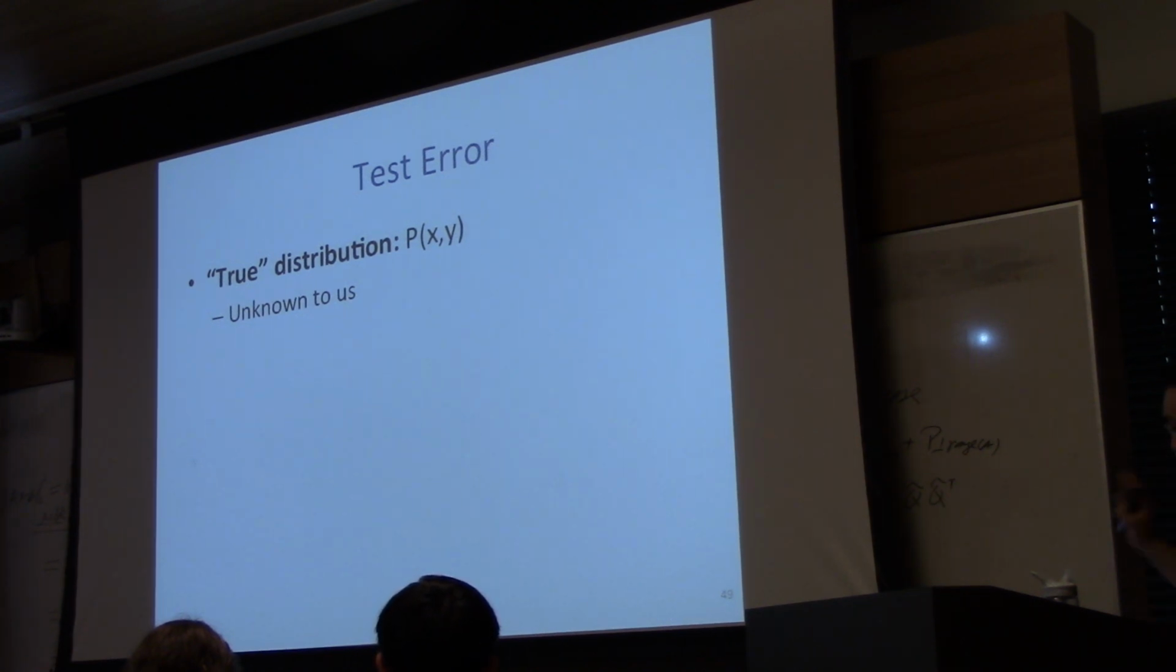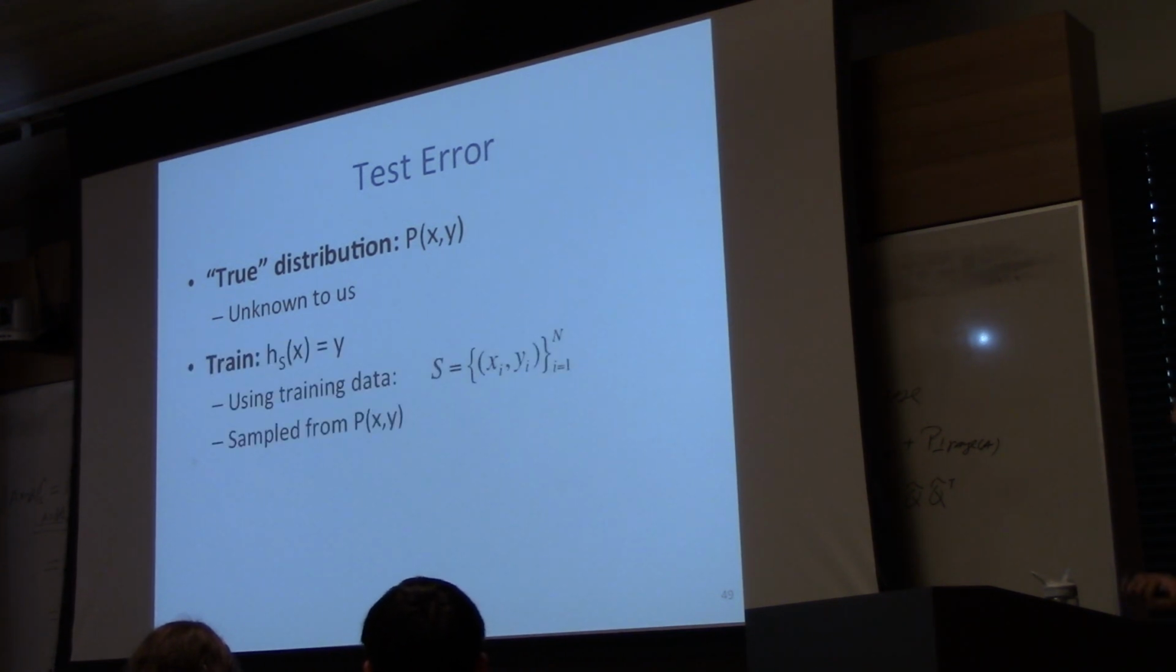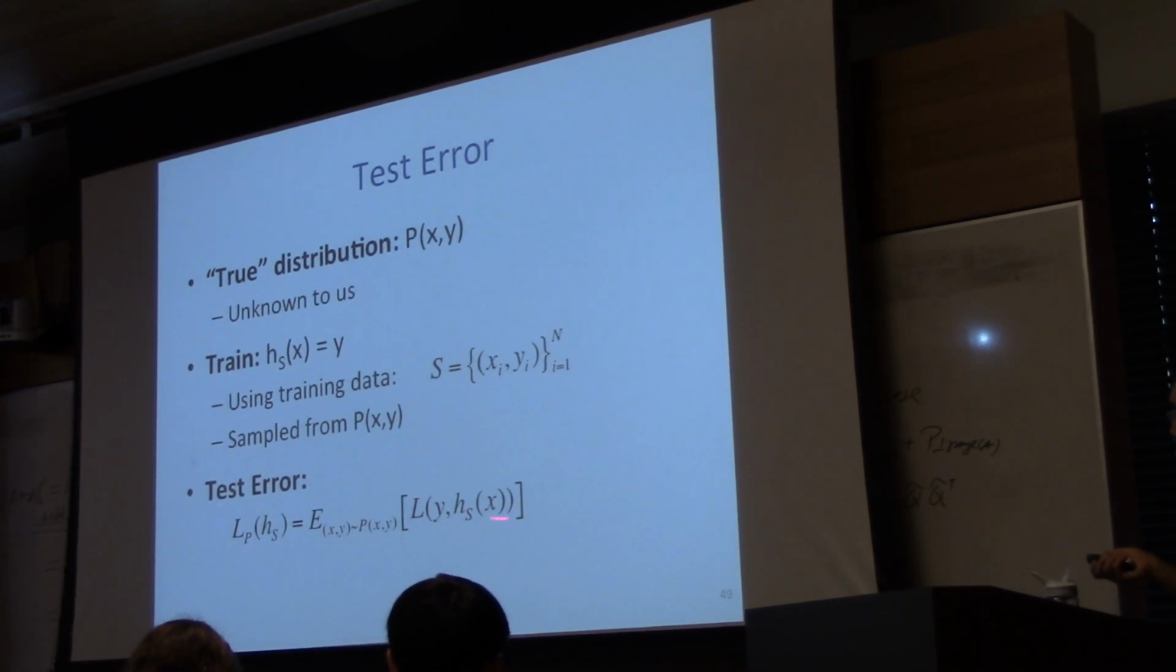Okay, so this is just a recap of things you've seen already. Imagine that we have some true distribution of data points unknown to us, and our goal is to train a model on a finite sample from this true distribution that has low error. Ultimately, our goal is to have a model with low test error, meaning that over the test distribution of data points, the expected test error should be low.